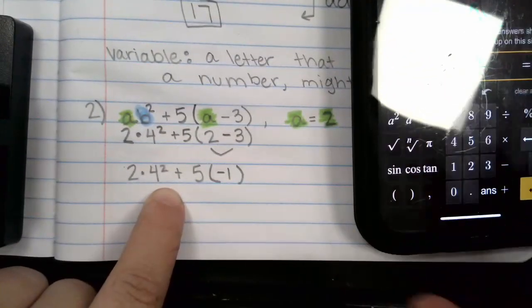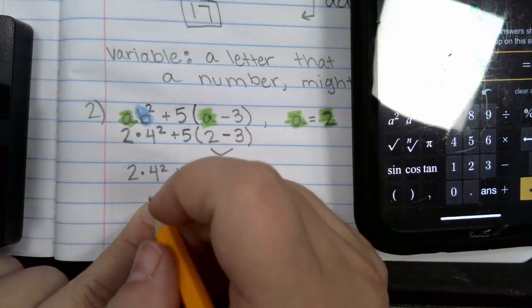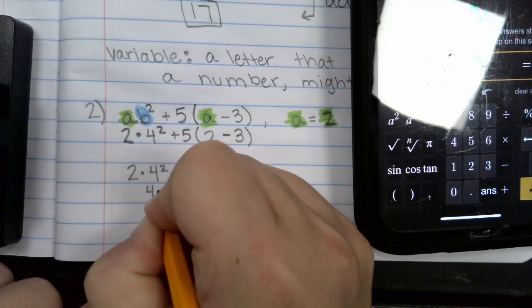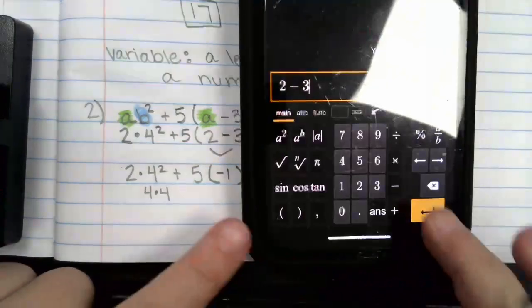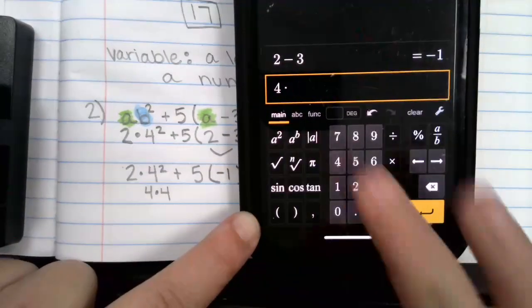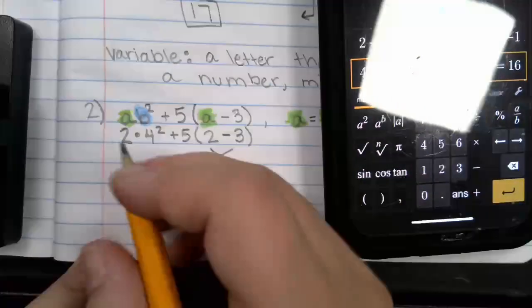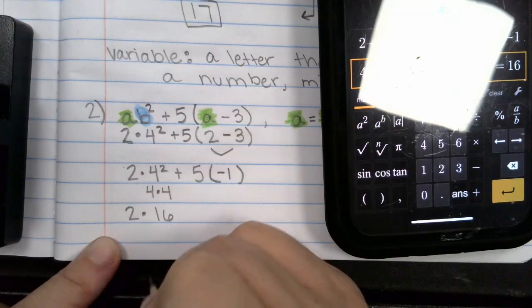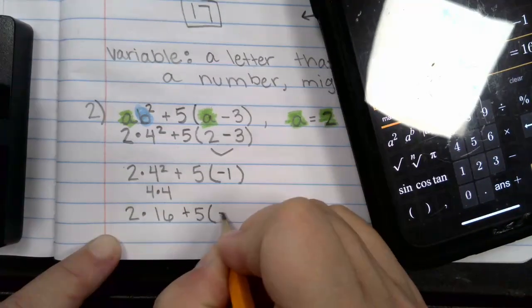So what does 4 squared tell me to do? Multiply the 4. 4 times what? 4. Gives you 16. Again, if you need a calculator, that's fine. 4 times 4, 16. So we have 2 times 16 plus 5, parenthesis, -1.